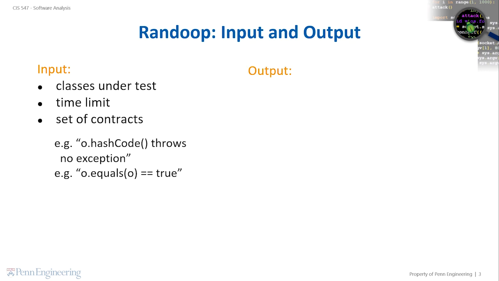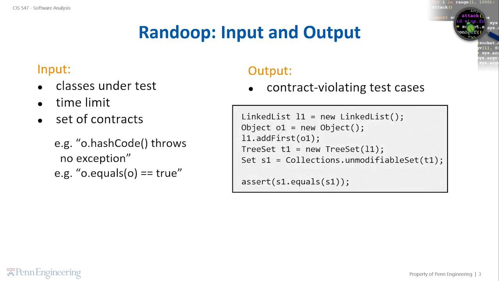Randoop's output consists of contract violating test cases. Here is an example such test case that we saw earlier. It consists of two parts: a sequence of calls to public methods in the input classes which set up state, such as creating and mutating objects, and a contract stated as an assertion about the result of the final call in the sequence, in this case S1.